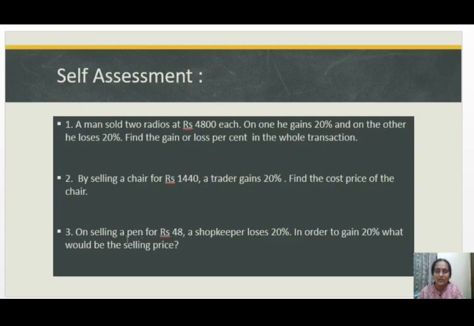Third question is, on selling a pen for rupees 48, a shopkeeper loses 20%. In order to gain 20%, what will be the selling price? Now selling price is given. Get the cost price from the first statement. Then it is similar to the third question we have done. We got the cost price. Now you have to get 20%. Get the gain amount. Then add up with the cost price. Get your new selling price.